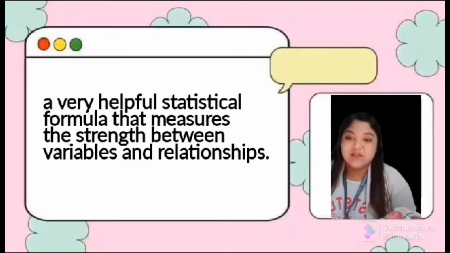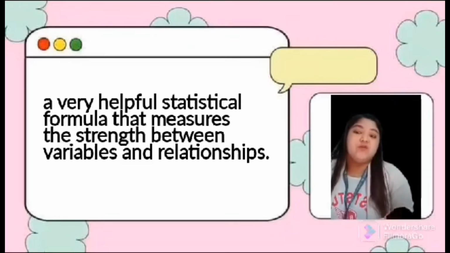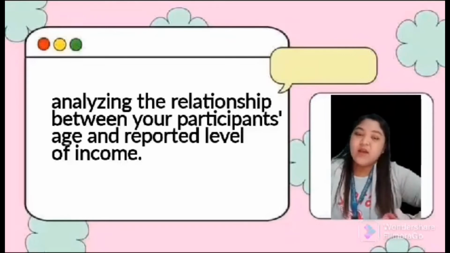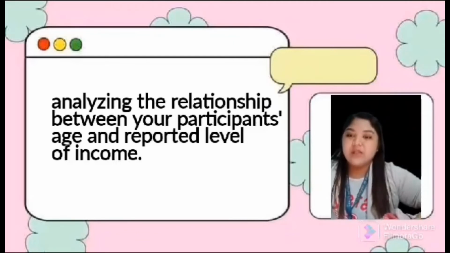When conducting a statistical test between two variables, it is a very good idea to calculate a Pearson correlation coefficient value to determine just how strong the relationship is between those two variables. For example, let's say you were analyzing the relationship between your participants' age and reported level of income. You're curious whether there is a positive or negative relationship between someone's age and their income level. After conducting the test, your Pearson correlation coefficient value is positive 0.20. Therefore, you would have a slightly positive correlation between the two variables.